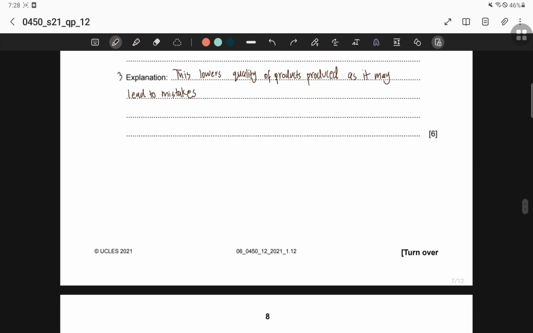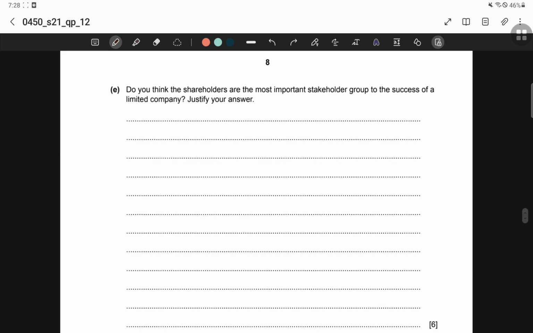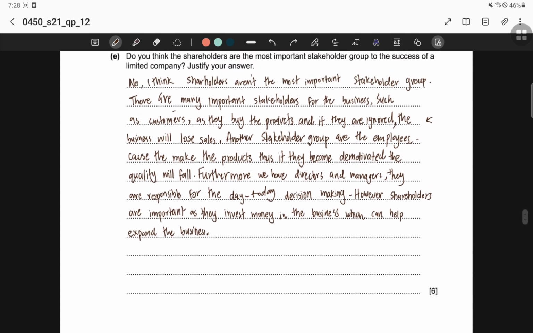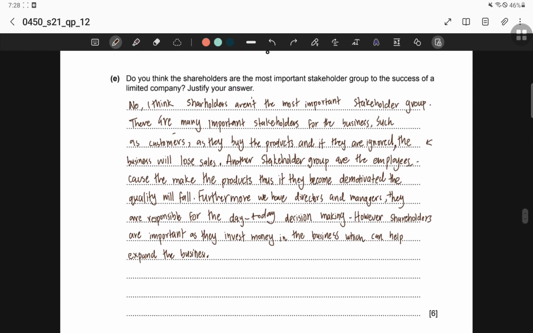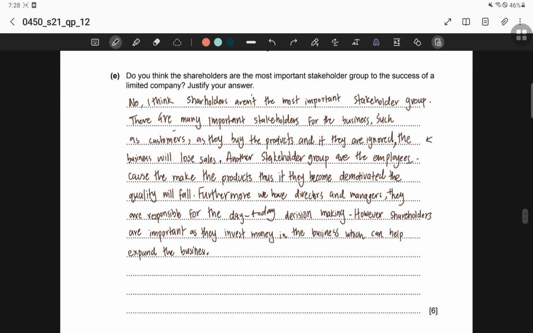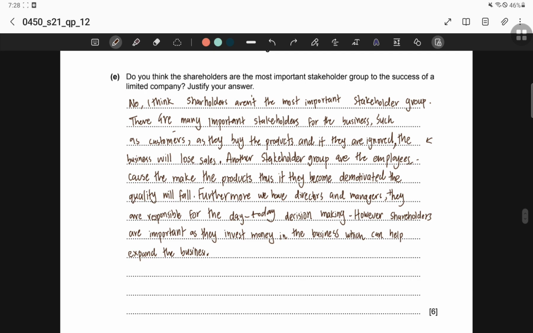Sorry, if they are ignored, your business will lose, alright? Okay, so I rephrase it this way. It's shorter than the marking scheme, but it includes points about customers and directors and also employees. So employees, they make the products, so if they become demotivated, the quality will fall.